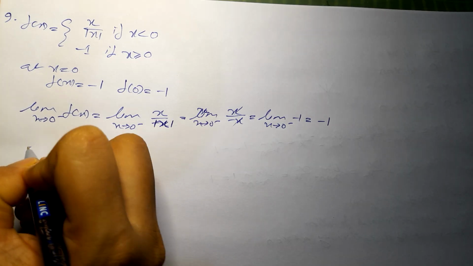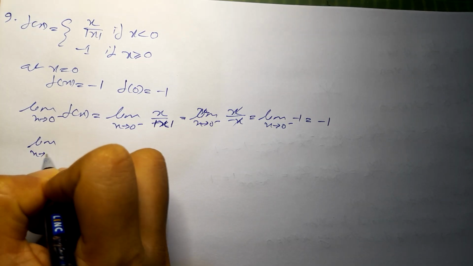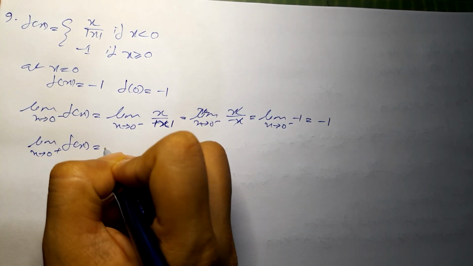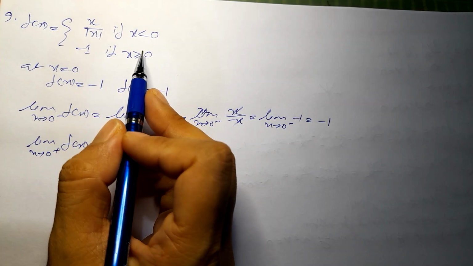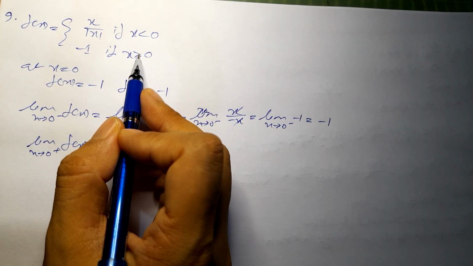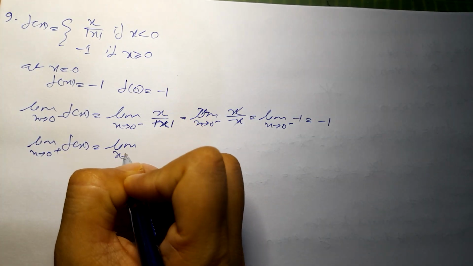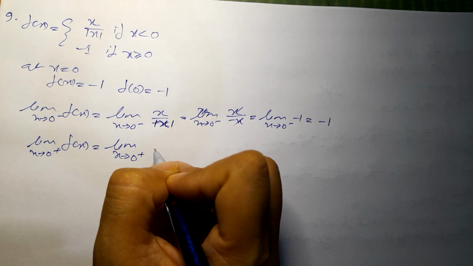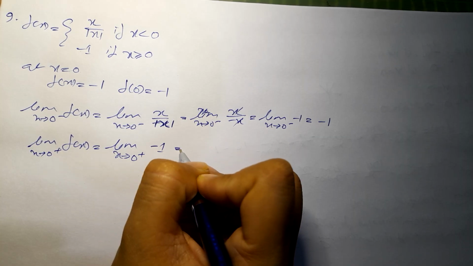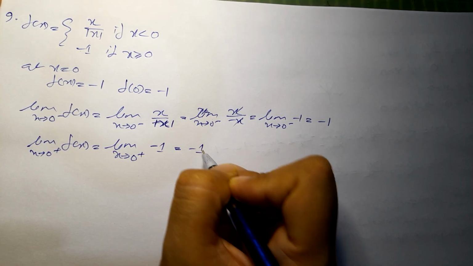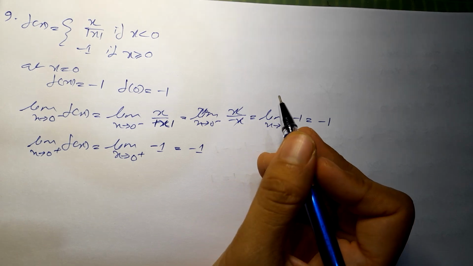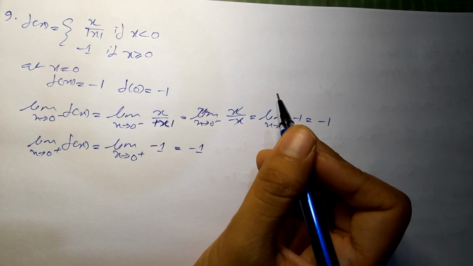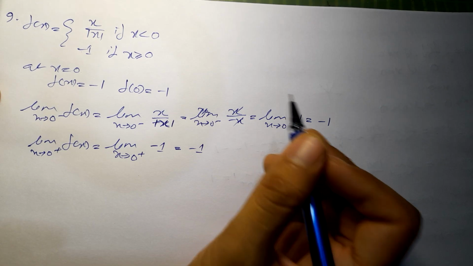Now the right hand limit, limit x tends to 0 plus f(x), is equal to the limit of this function for x greater than 0, so that is minus 1. If we put the value, it will give minus 1. So these three are equal. So it is a continuous function. Since it is a continuous function, there is no point of discontinuity.